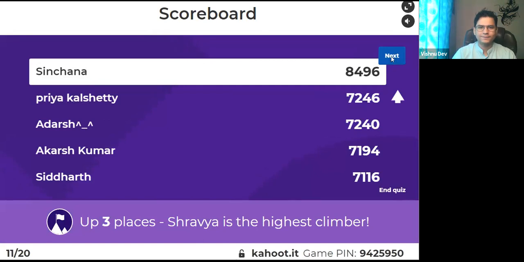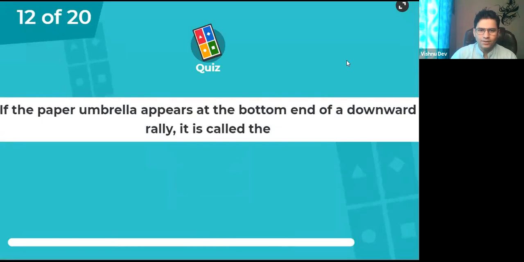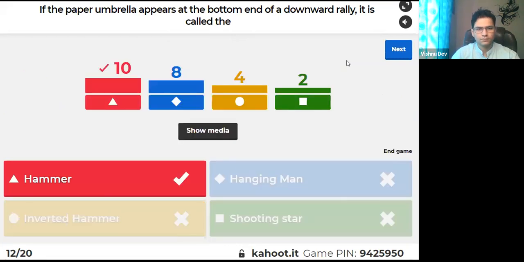Next. If the paper umbrella appears at the bottom end of the downtrend, the downward rally, it is called... no one will answer. I hope all of you understood now, right? The answer is hammer. Okay, this is the answer, right?